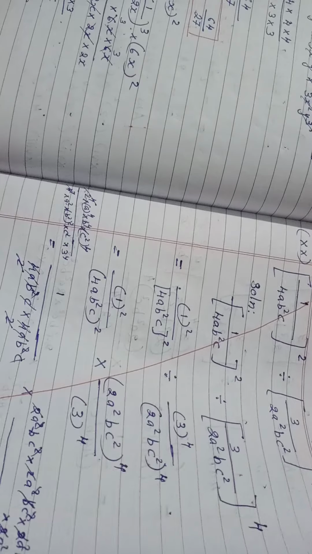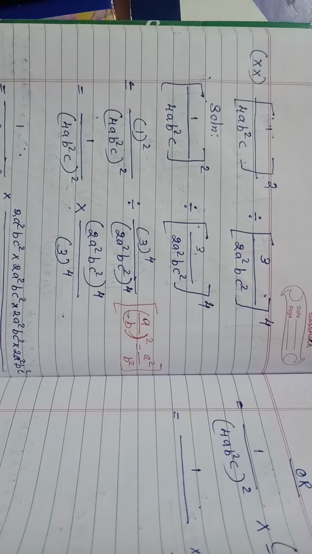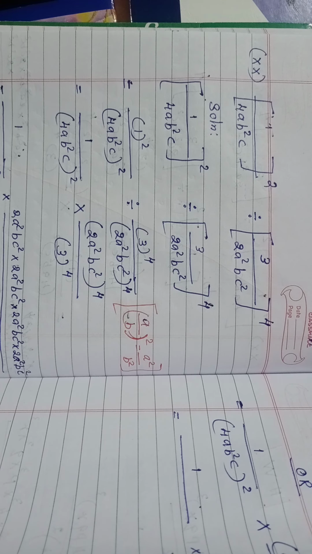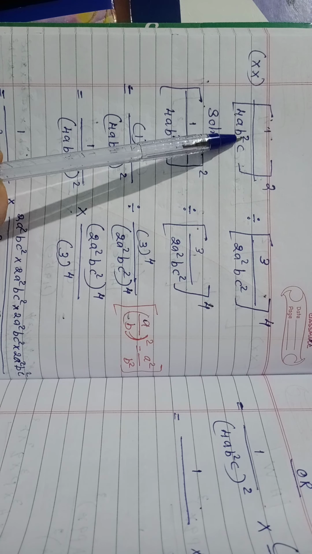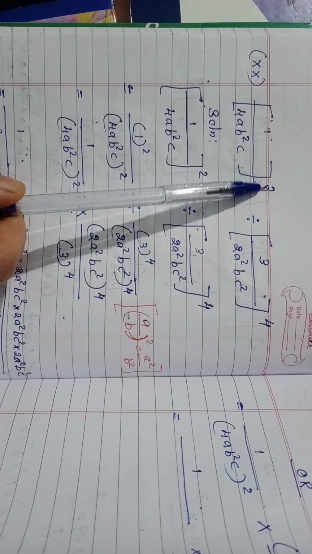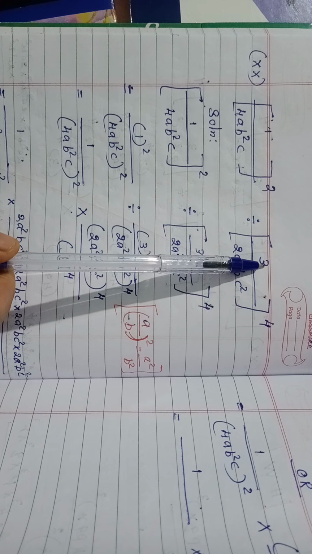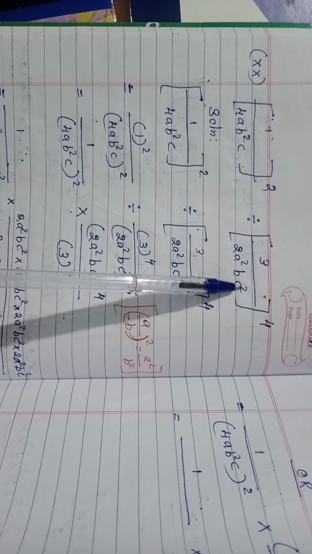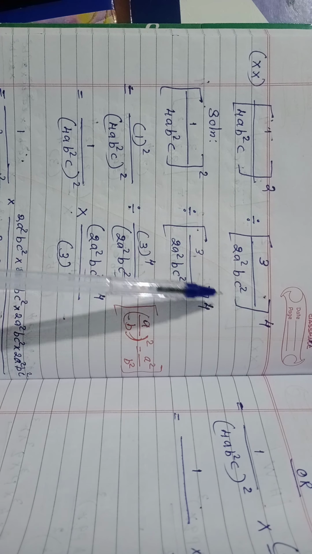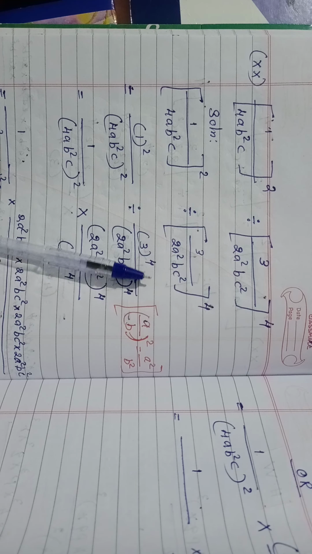Now next question, number 20. (1/4ab²c)² divided by (3/2a²bc²)⁴. Solution, same question.